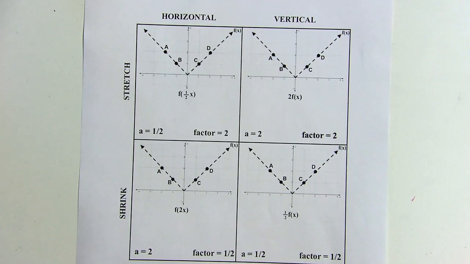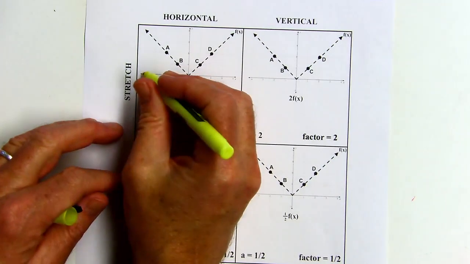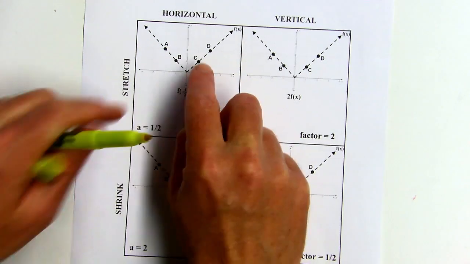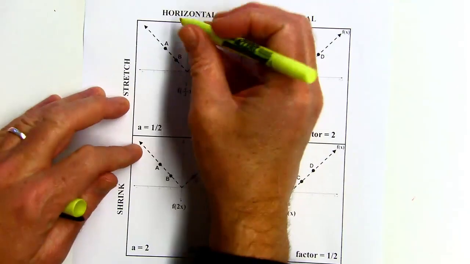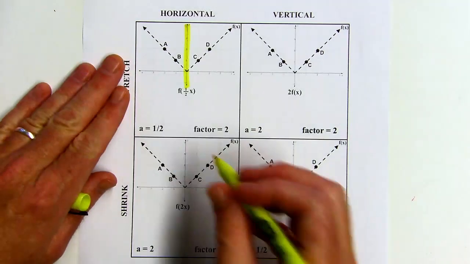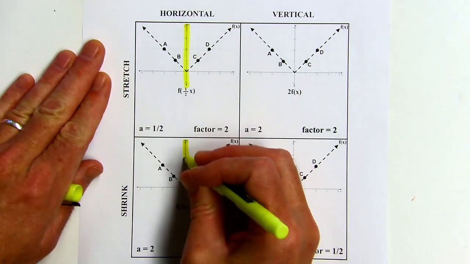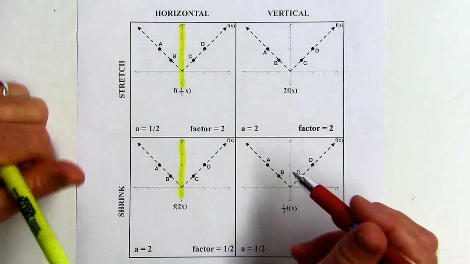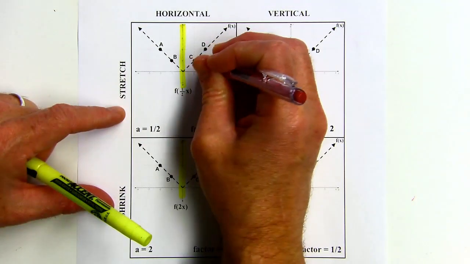All right, so when we're looking at this top left one, since it's a horizontal change, that means it's a horizontal stretch. That means that these points are going to move horizontally, and they're going to be stretching. So they're going to stretch when we're doing a horizontal change. Those points are going to move away from the y-axis. And down below, with our shrink, they'll move towards the y-axis. So I'm just highlighting what those are moving to or away from. With our stretch, these points are all going to move out.